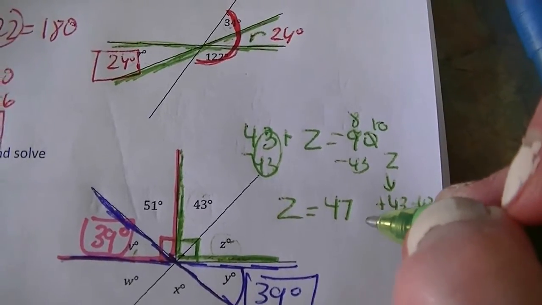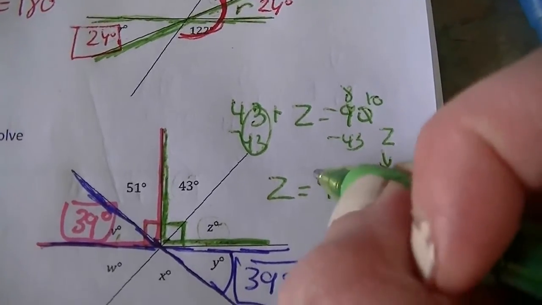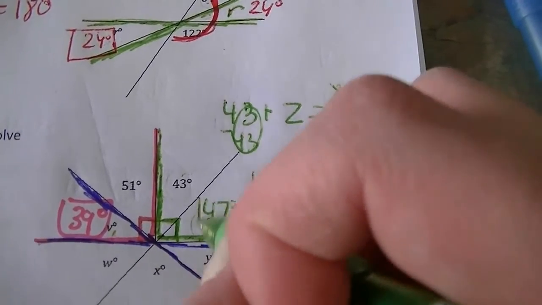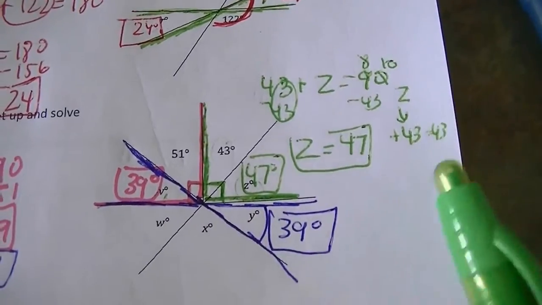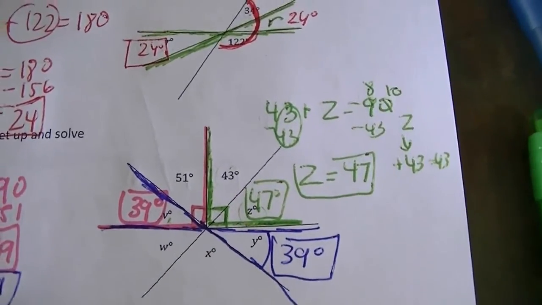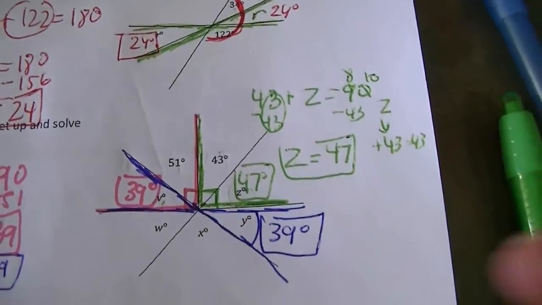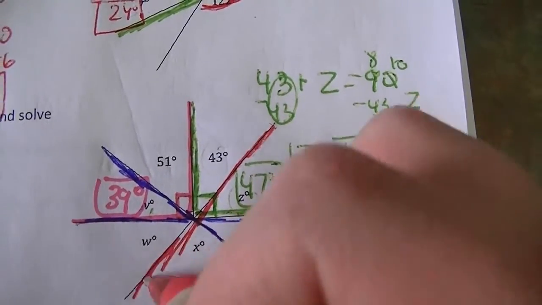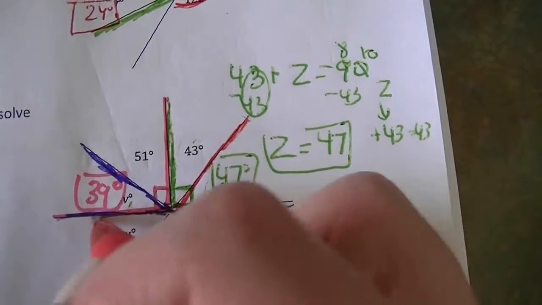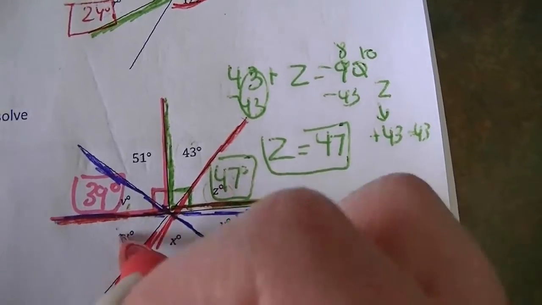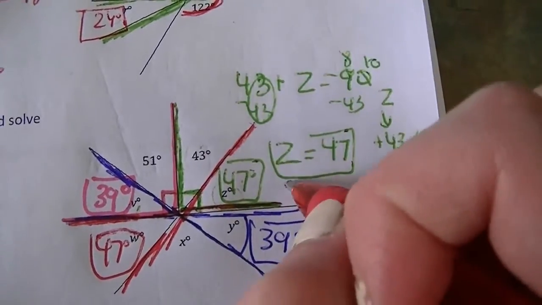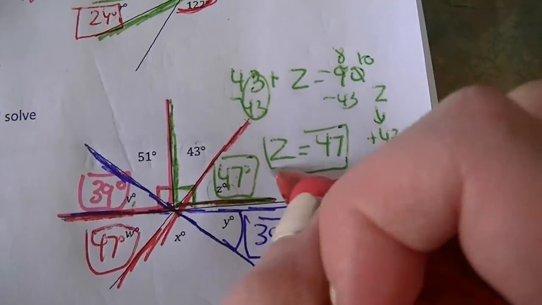And then don't forget to substitute that back in, okay? So we got that right there, but we got to substitute in. Okay. Well, I think we can figure out what W is because just by eyeballing it, I'm pretty sure that they're vertical to each other, but we'll double check. Straight, straight. And straight, straight. Okay, so if this is 47, this also has to be 47 degrees. So we also got W equals 47.